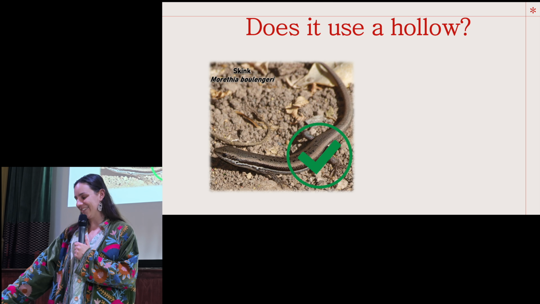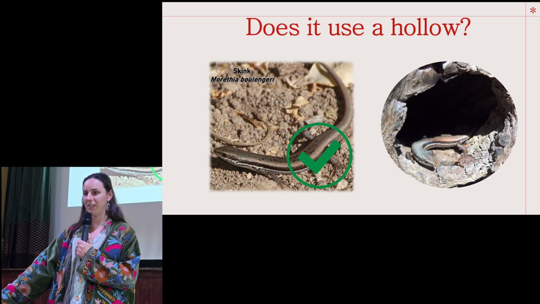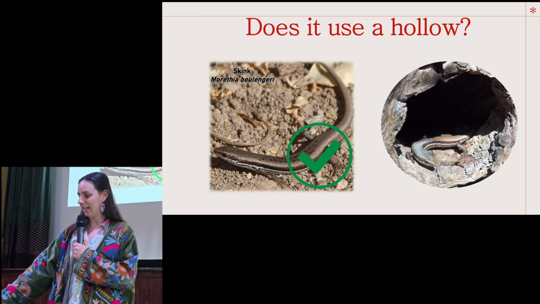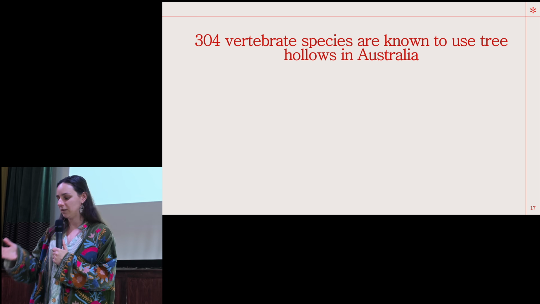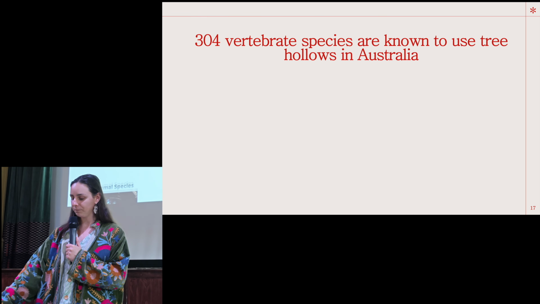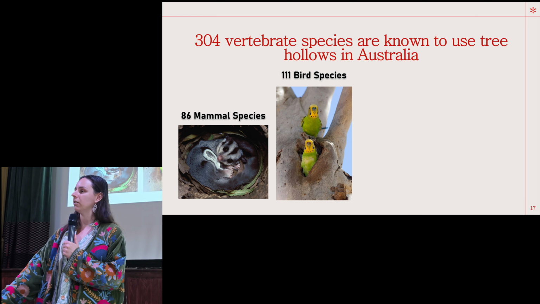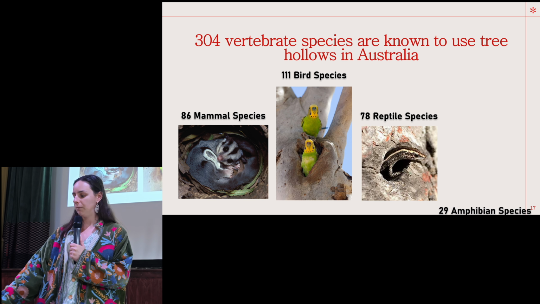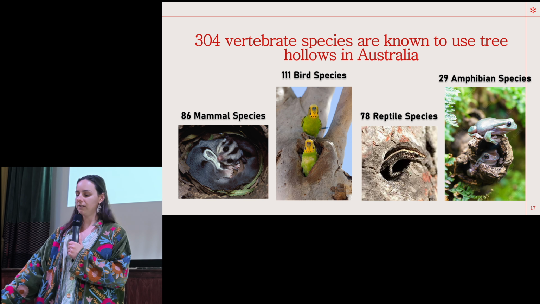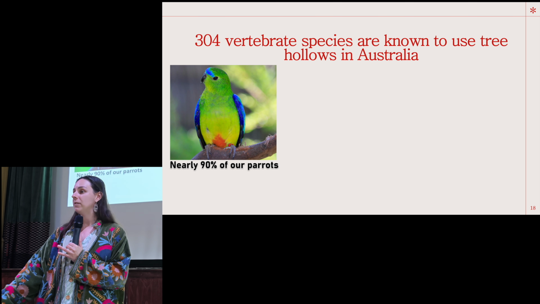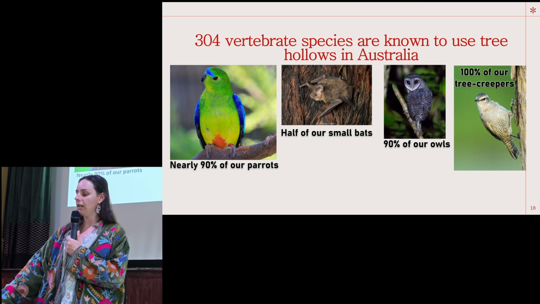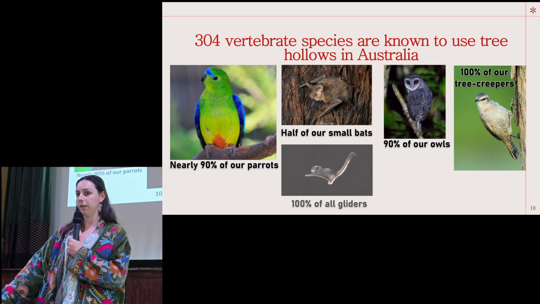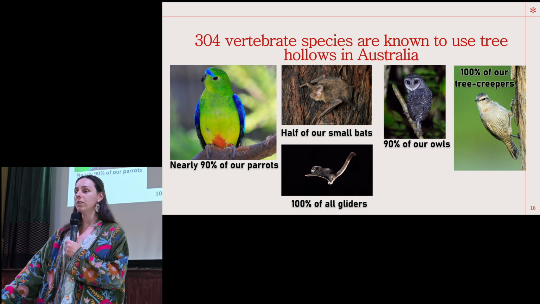And yes, they also use hollows as temporary shelter to escape extreme heats of the day and things like that. So in summary, there are over 300 vertebrate species in Australia that use tree hollows. There are 80 mammal species, over 100 birds, almost 80 reptiles, and almost 30 amphibians. This makes up 90% of our parrots, half of all of our small bats, 90% of our owls, and 100% of our treecreepers and gliders. They're a really, really important source of habitat.